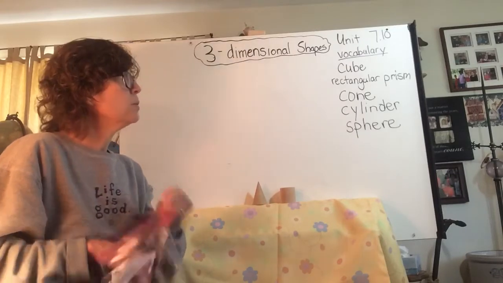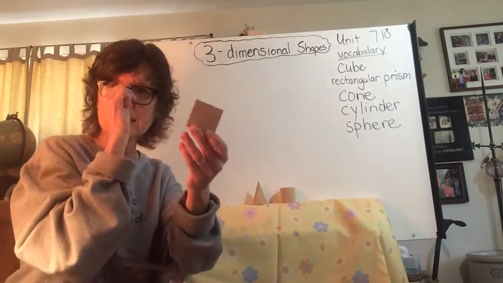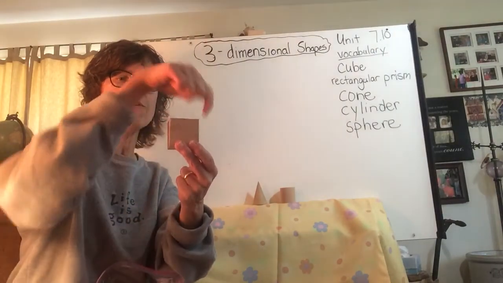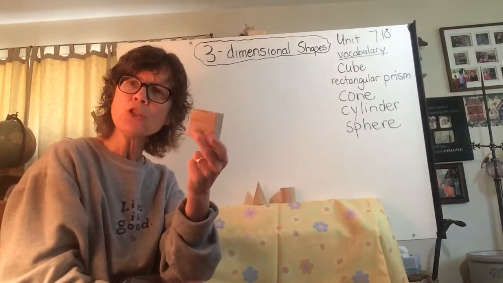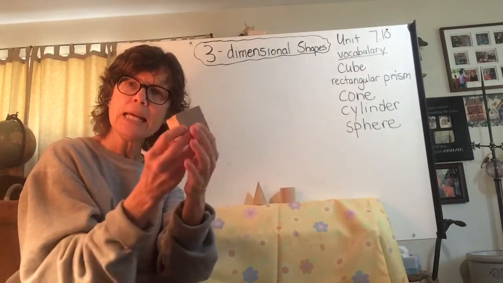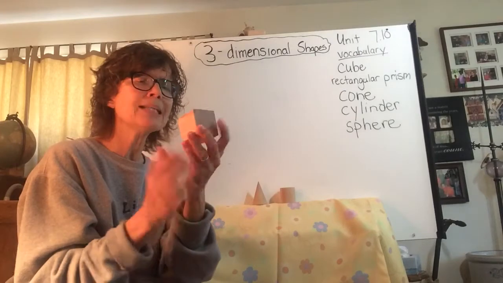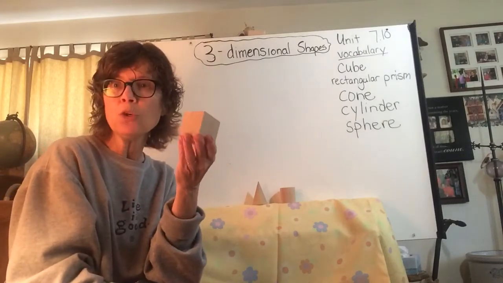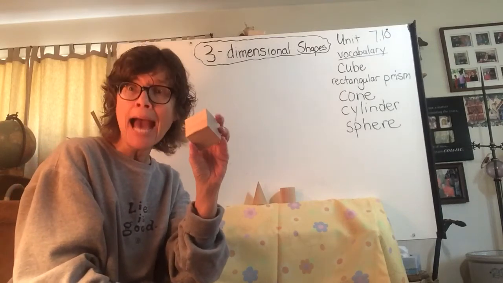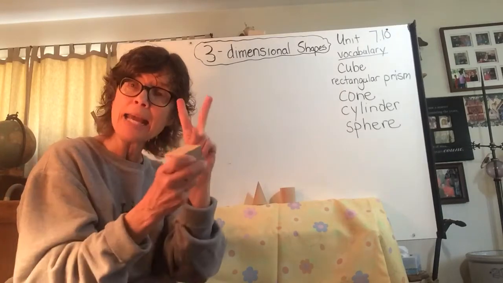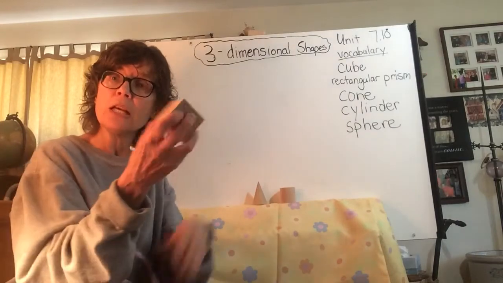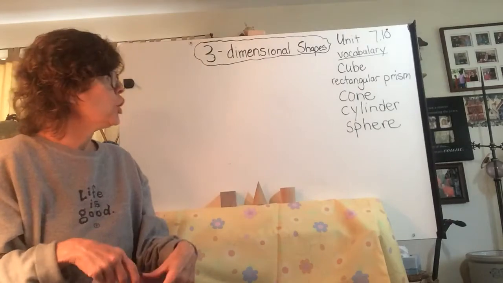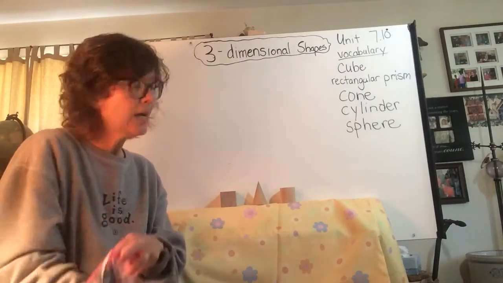Let's see. Oh, this one is a cube, and this has 1, 2, 3, 4, 5, 6 sides to it, 6 faces. A lot of people would say it's a square, but it's not. It's a cube. Some people might say an ice cube. Some people might say a die. Remember, one is a die. More than one is dice. So yes, a dice to roll when you're playing a game. That's a cube. Let me see what else.